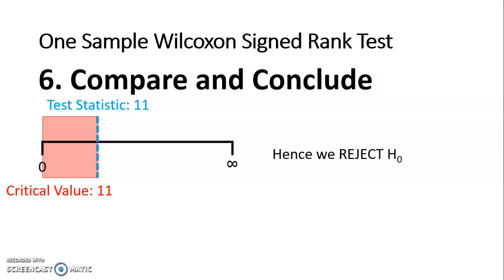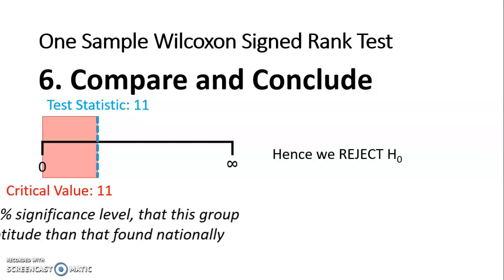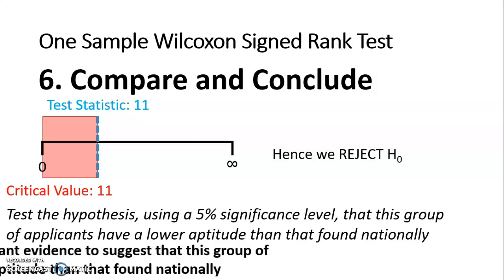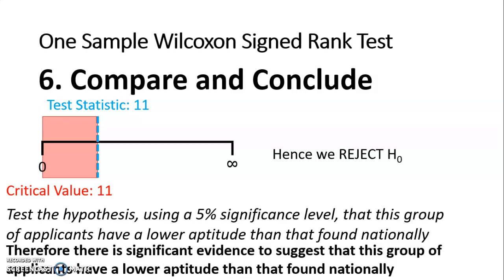If I just remind myself of what was actually being asked for in this question so I can conclude in context, it asked me to test the hypothesis using a 5% significance level that the group of applicants have a lower aptitude than that found nationally. We are rejecting H0. We are saying that H0 is wrong, and H0 was that it was still equal to 64. So we are actually agreeing with that hypothesis that there is significant evidence to suggest that this group of applicants have a lower aptitude than found nationally.